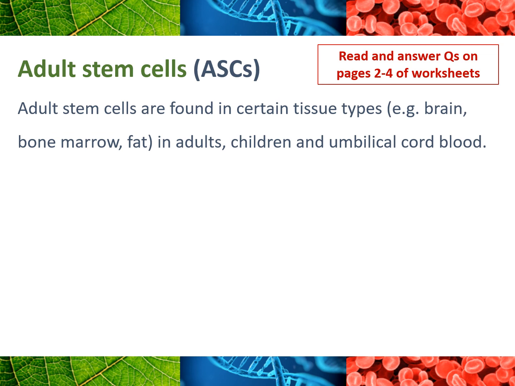Adult stem cells are the stem cells that are found in certain tissue types. Common ones are the brain, bone marrow, which we talked about. Fat is quite rich in stem cells. In adults, children, and then the umbilical cord blood. So even in the fetus, which we wouldn't destroy fetuses to use their stem cells, but at that point we would say that those stem cells are adult stem cells. Even though obviously a fetus is nowhere near being an adult, its cells have specialized to the point that they are considered adult stem cells.